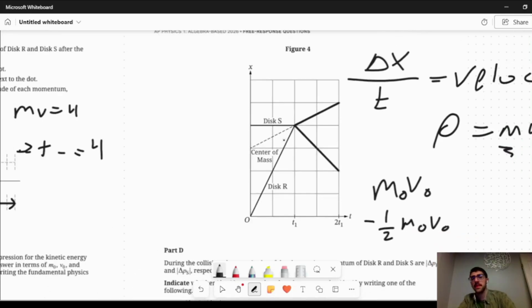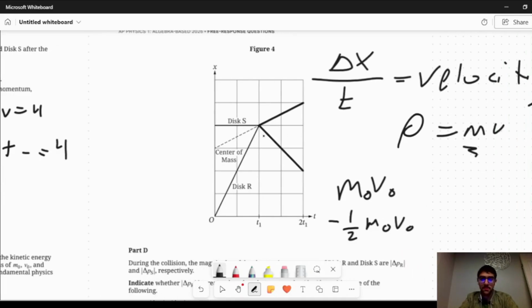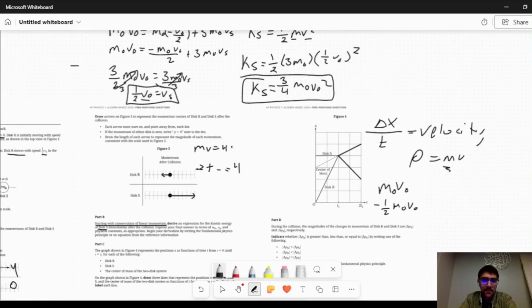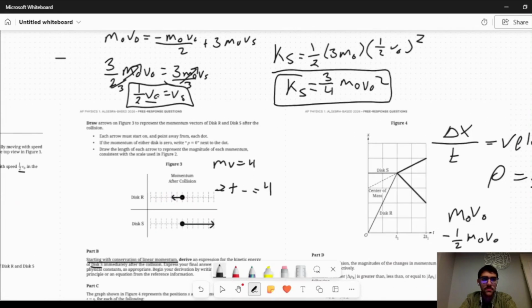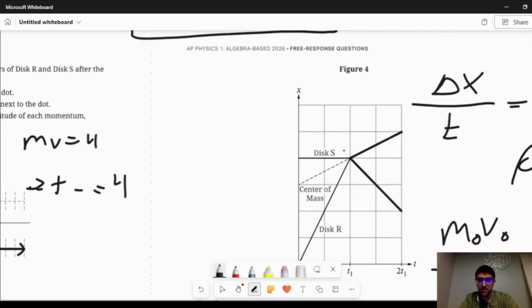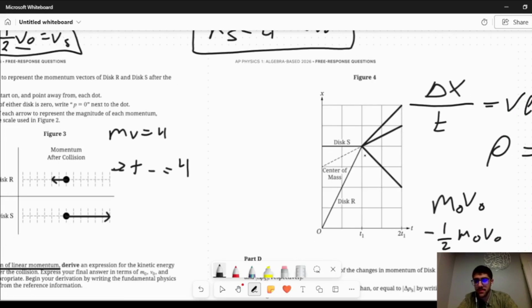If that makes sense. Disk S, on the other hand, it went from 0, which is why it was a straight line, because the slope is 0. And then it became, if you forget, you just go and double check, 1 over 2 mv0. So we would go from 0, and then our slope would actually become like this. Because remember, we went from 0, and then our final velocity was 1 over 2 v0. And 1 over 2 v0 is the same thing as this one, where we drew for disk R, except that it is positive.